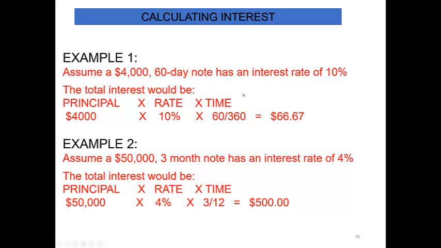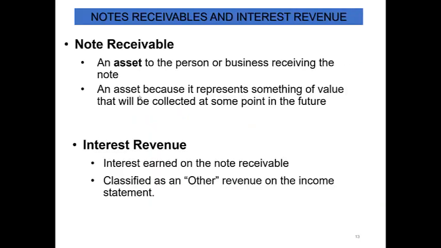Notes receivable are listed on a company's books as an asset because they represent something of value that will be collected at some point in the future. Now, notes receivable generate interest revenue. So when we calculate the interest on these notes, we will record it as revenue on our books, and it will be listed down at the bottom of the income statement as an other revenue.